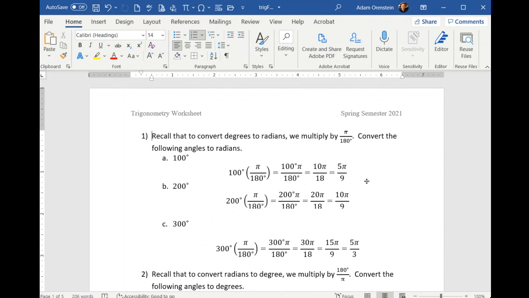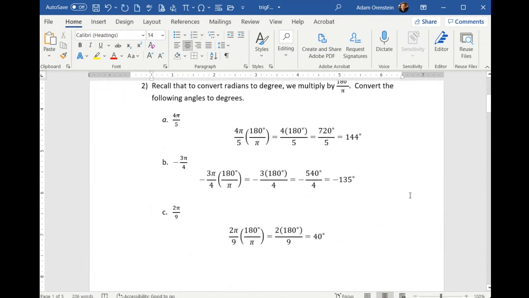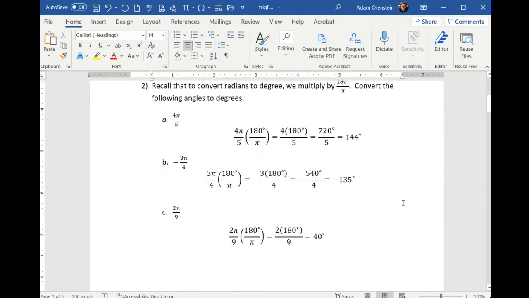Okay. For number 2, now you're basically going the other way, right? You're going from radians to degrees. Here we went from degrees to radians. Now we're going the other way. So now you have to multiply by 180 degrees over pi. That's what you have to do next. For 4 pi over 5, we're going to multiply by 180 degrees over pi.